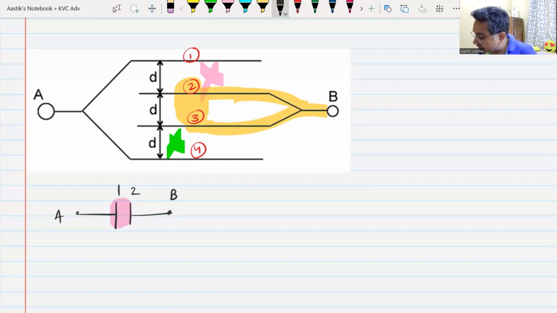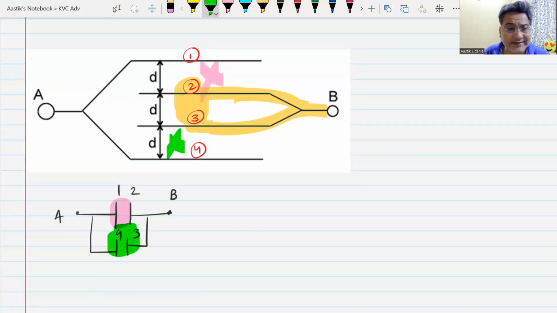3 is connected to point B. So I make 3 here. 4 is connected to point A. I make 4 here. 3 and 4 make one capacitor. These two capacitors, as you can see, are connected in parallel. Therefore, the effective capacitance becomes 2C. Do we understand this? Yes or no?